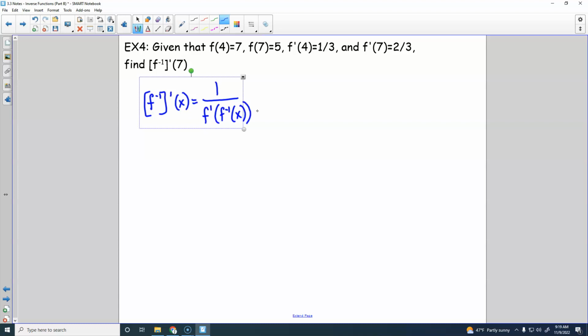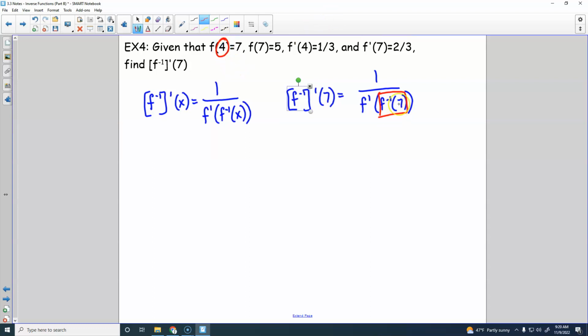So if we are looking for F inverse prime of 7, F inverse prime of 7 is going to be 1 over F prime of F inverse of 7. So the first thing we have to find is this F inverse of 7. We've got to figure out what that is. We did a little bit of this yesterday in notes. What would F inverse of 7 be? It's going to be 4 right here.